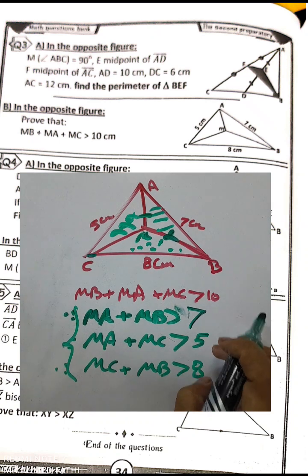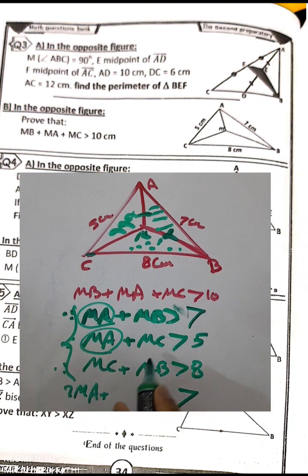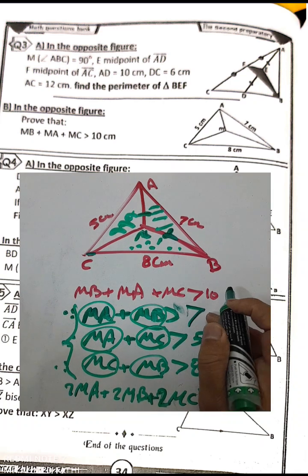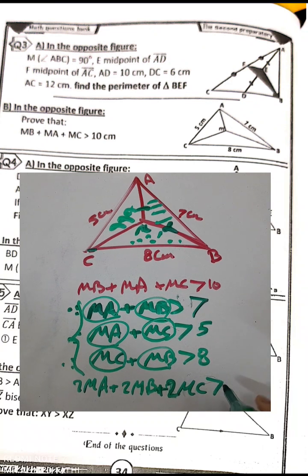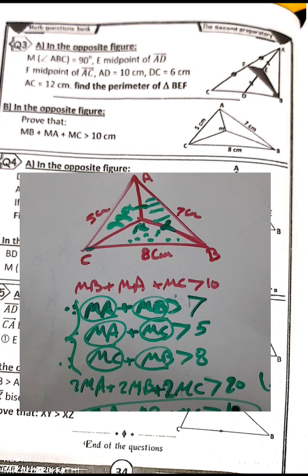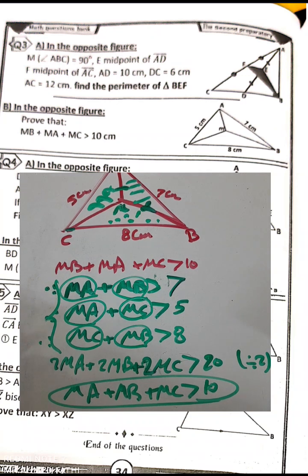Then you can add the 3 relations. MA plus MA will be 2MA, MB plus MB will be 2MB, and MC plus MC will be 2MC. Then 7 plus 5 is 12, 12 plus 8 equals 20. Then you can divide by 2. Then MA plus MB plus MC is greater than 10. Okay, understood?